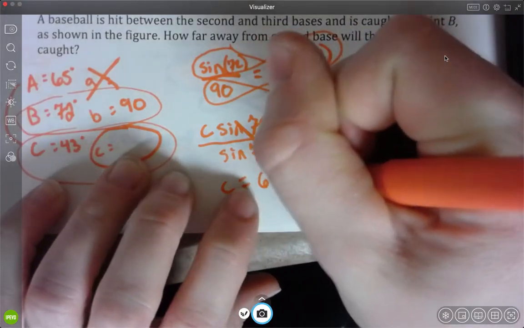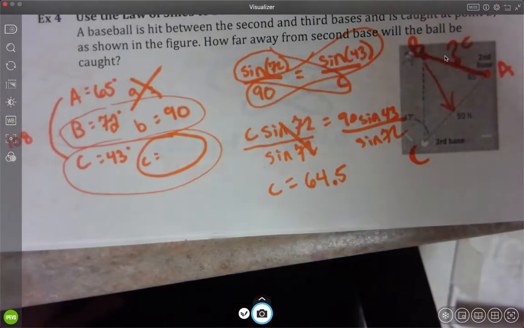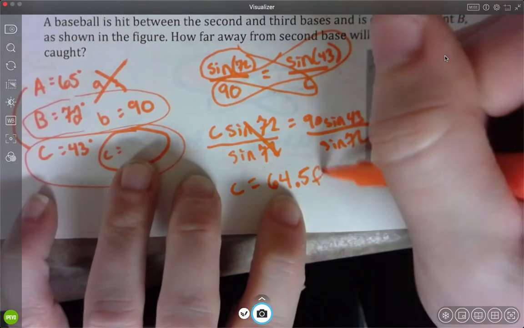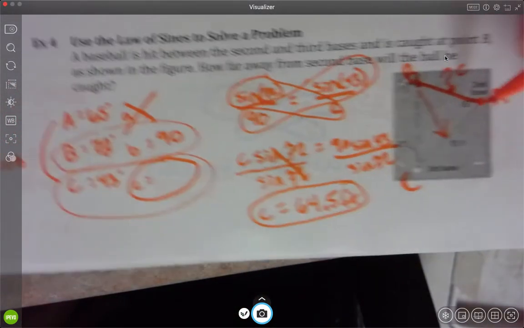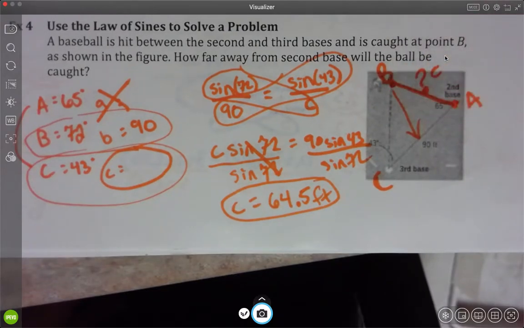Since this is a story problem, that has to mean something, right? 64.5 what? Feet. So the distance from where the ball is caught to second base is 64.5 feet. We'll finish and do this part in my next video, but there you go.